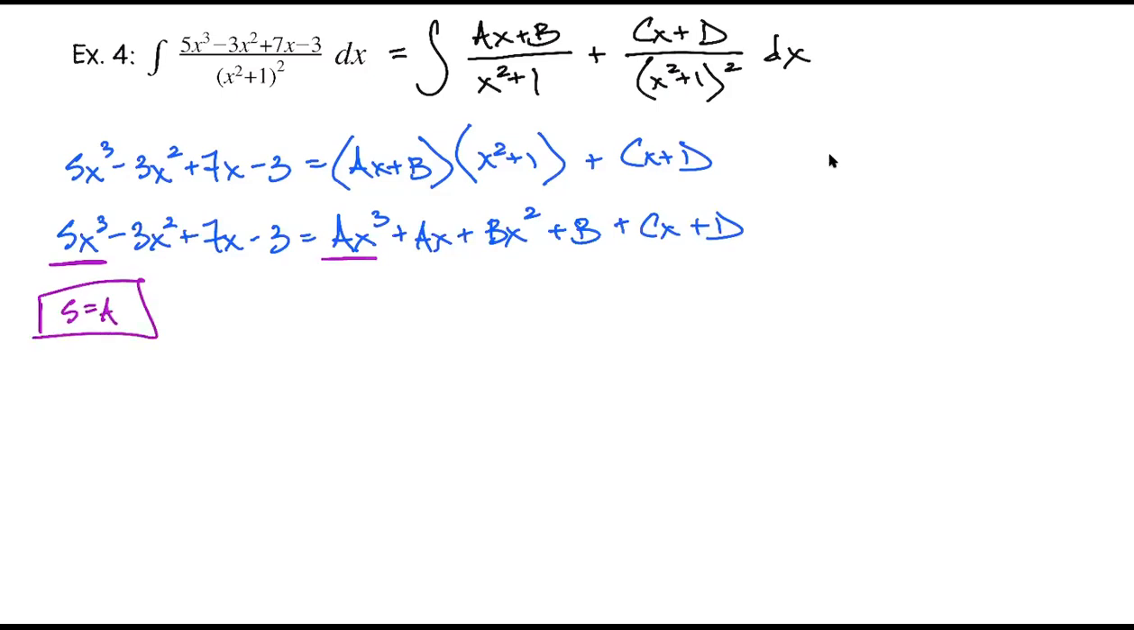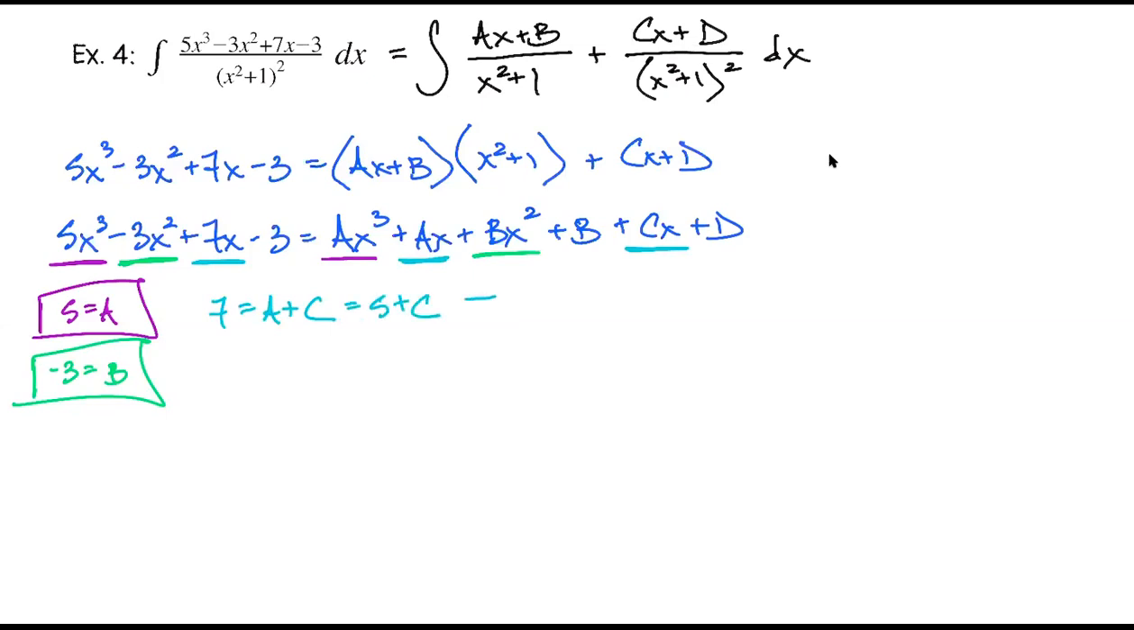Okay. And then let's see what happens with the squares. -3 equals b. Okay, not so bad. All right, so now we've got 7 equals a plus c. So 7 equals a plus c, or 5 plus c. And so c is going to equal 2.